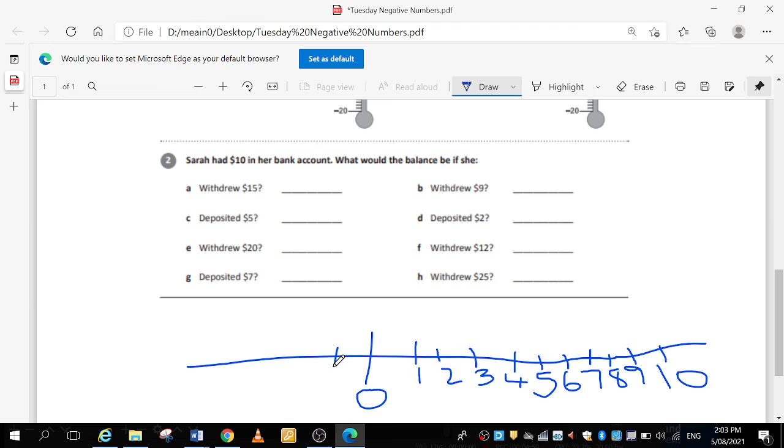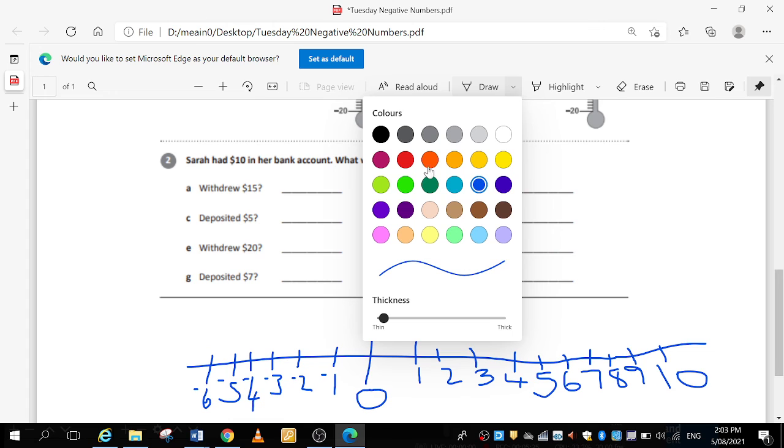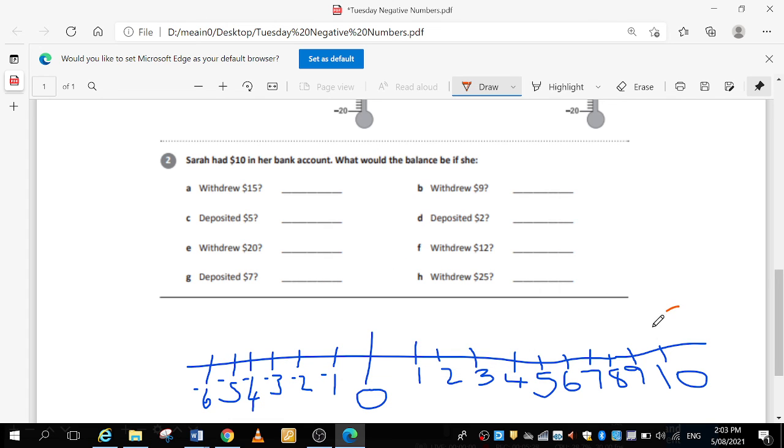And then on this side of my 0, you guessed it, we've got our negative numbers. So -1, -2, -3, -4, -5, and -6. Now, if I have $10 in my bank account, I am up here. Okay, so I've got $10.